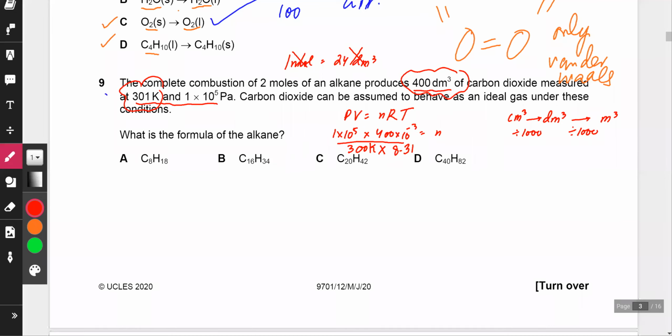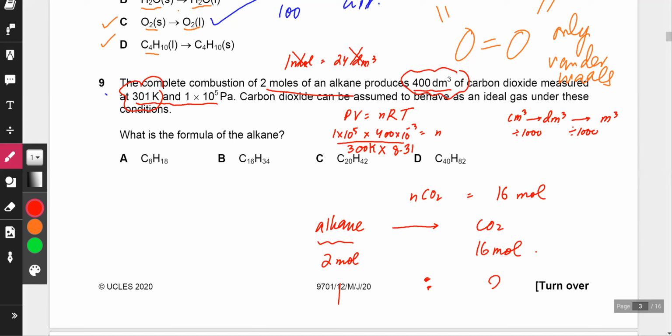So the moles of carbon dioxide are coming out to be approximately 16. What he's saying is that there's 2 moles of an alkane, and that alkane burns and produces carbon dioxide, and the carbon dioxide moles should be 16 moles. So it's basically a 1 to 8 ratio. So the answer to this is going to be the first one.